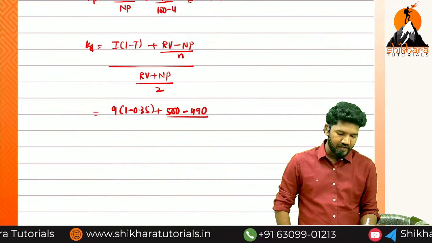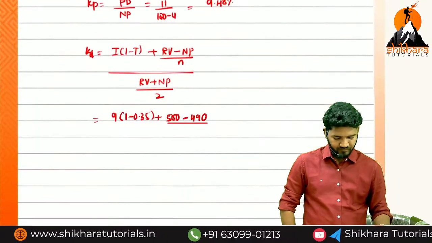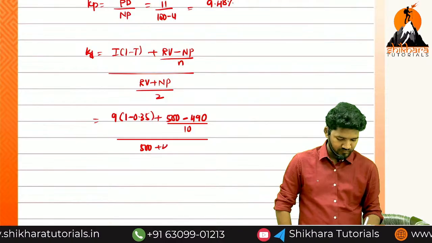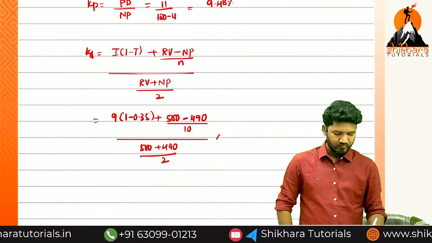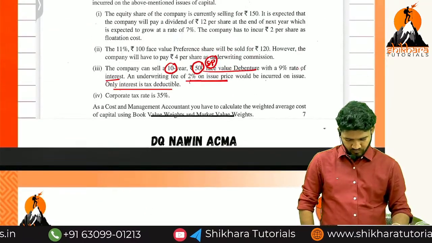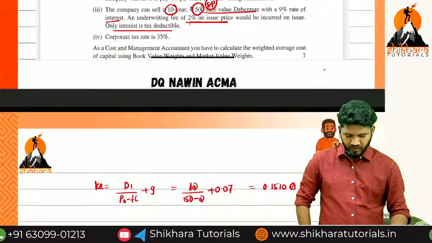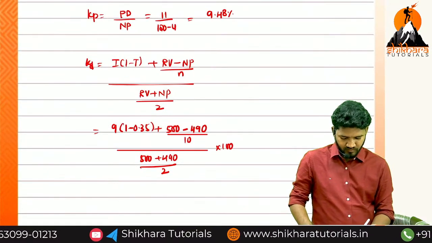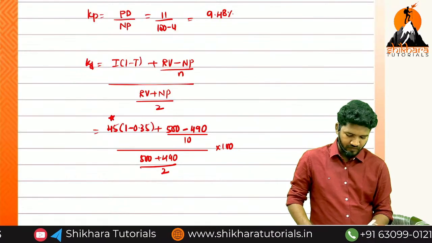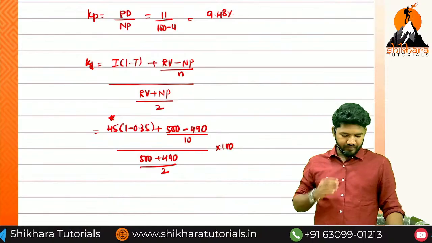490 divided by the number of years, 10. 9% rate, okay. 45, yes, exactly. Super, Nana. Your face value is what, Nana? 500, not 100 rupees. Point to be understood. Clear? Now the answer?